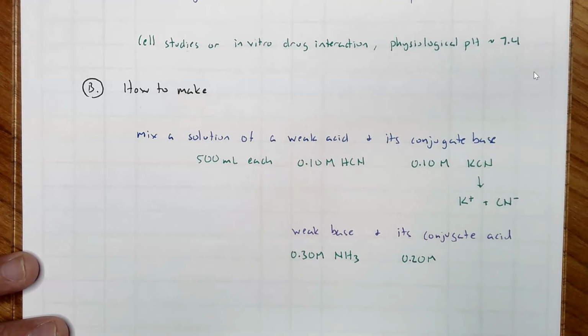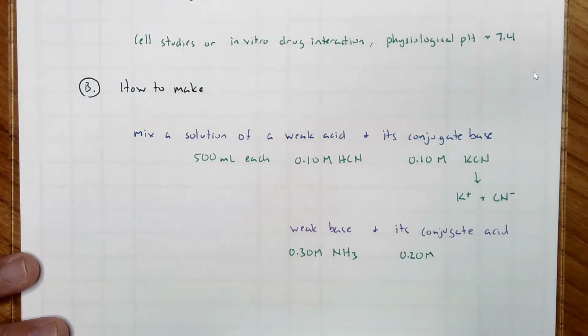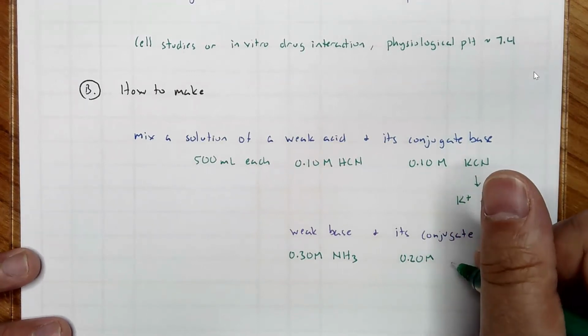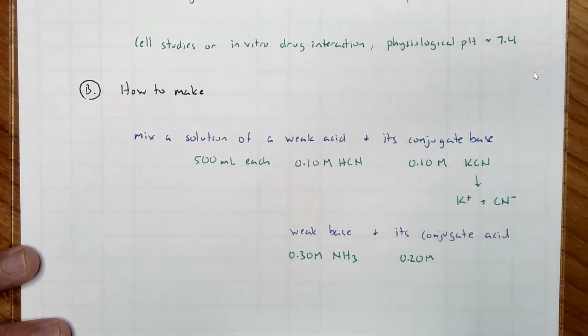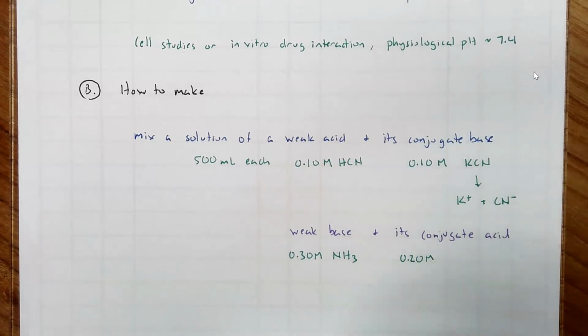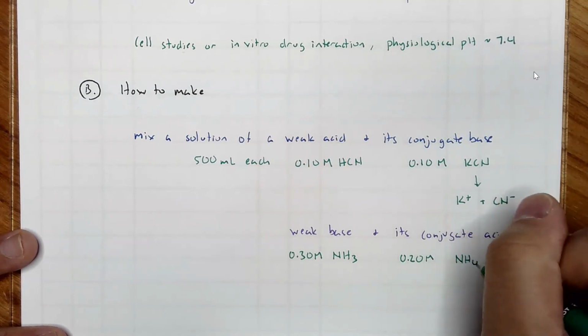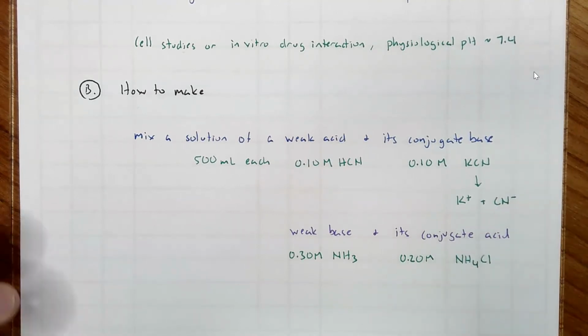And now what is the conjugate acid of NH3? It's actually NH4+. But again, when you go into the stock room, you're not going to find NH4+. It'll typically be sold as a salt. And we could find likely NH4Cl, ammonium chloride.